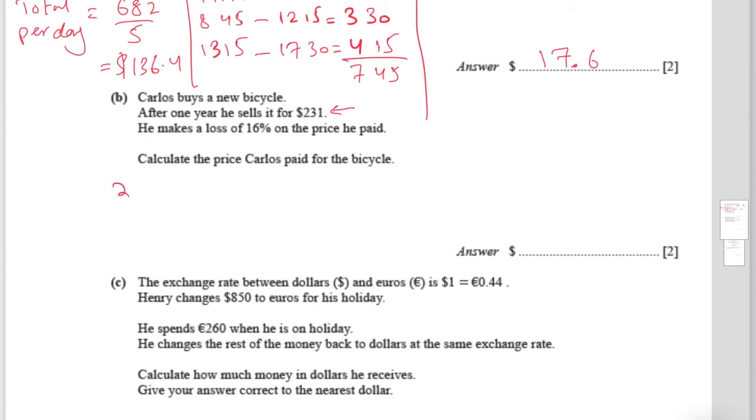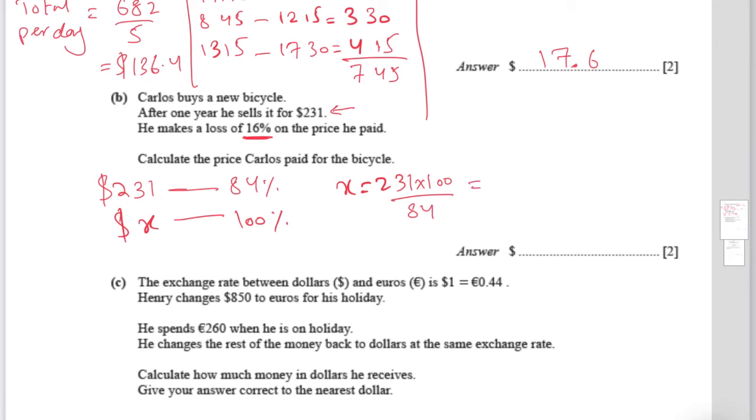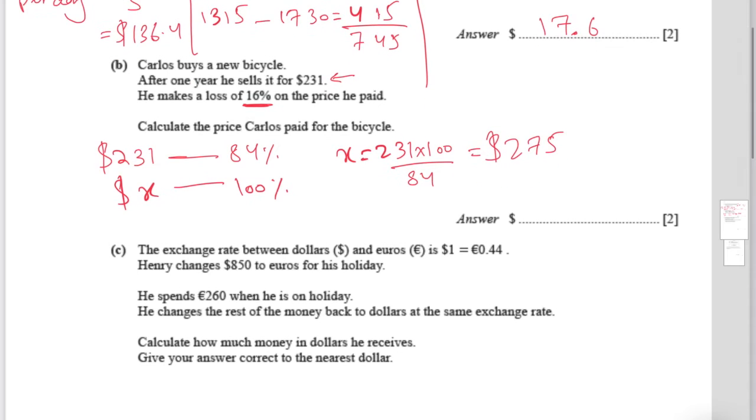So this should be equal to the percentage after incurring a loss, which is 100 minus 16, which gives you 84%. We need to find the original price, which is 100%. So X is equal to 231 times 100 divided by 84, and we get $275. That is the original price of the bicycle. So you write 275 over here.